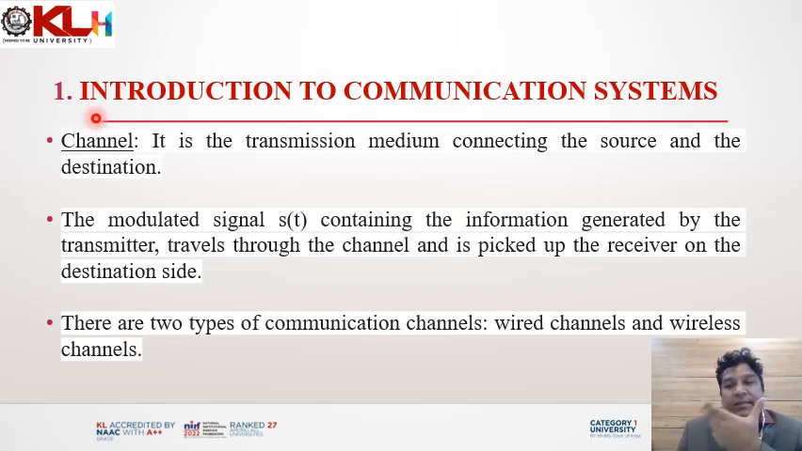Now next we are going to discuss the channel. The channel is simply a transmission medium which is connecting the source and the destination, and there are two types of communication channels as we already discussed: the wired channel such as a fiber optic cable or a twisted copper pair, and the other type is the wireless channel. Air is the transmission medium for the wireless channel for all terrestrial transmission within the surface of the earth.